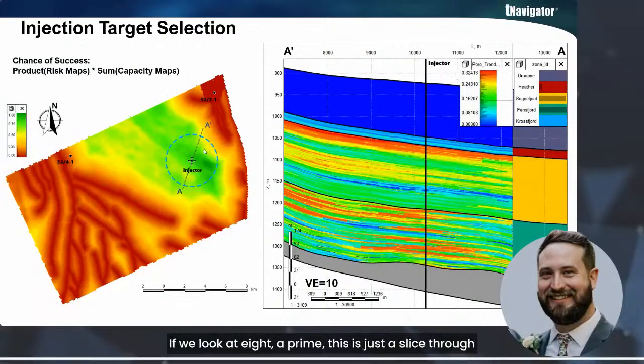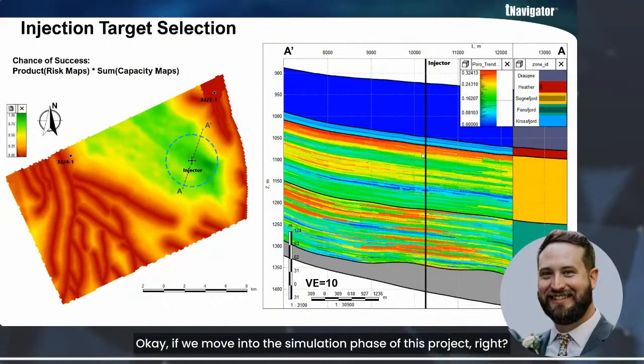If we look at A to A prime, this is just a slice through. Here we see our zones and our porosity. And, as expected, our Sognefjord has the best porosity, it's the best reservoir, and the top of the zone is where we'd expect the best injectivity to be.